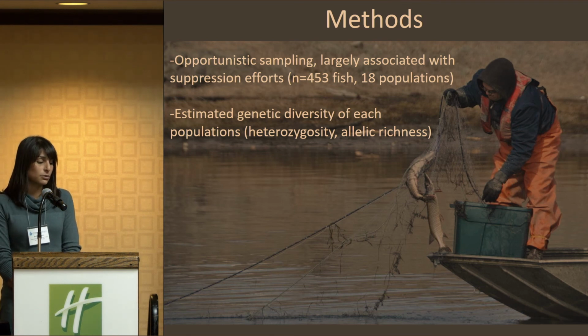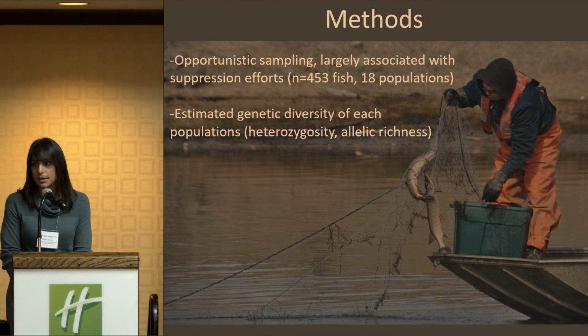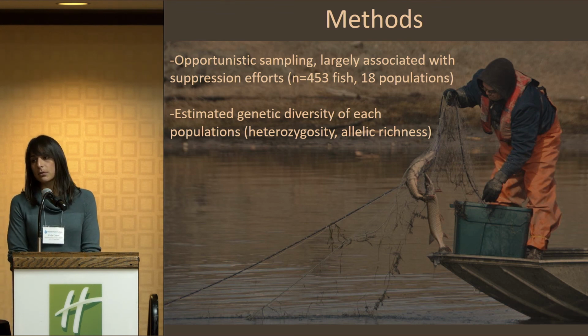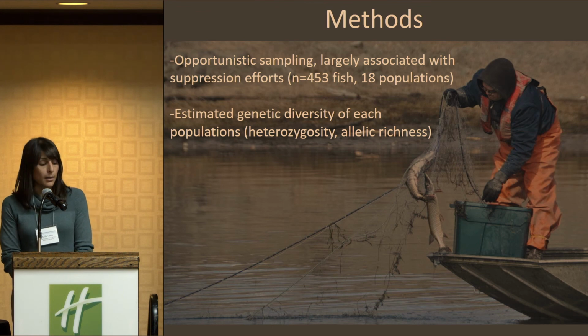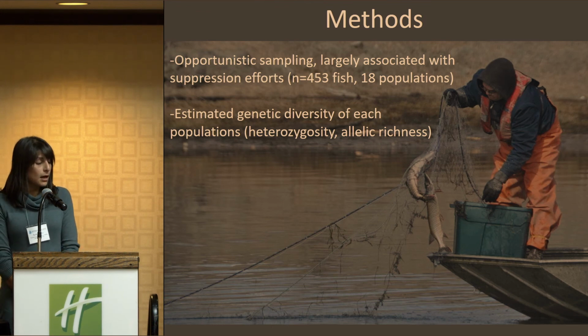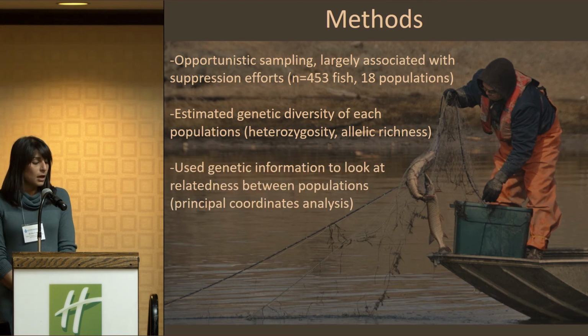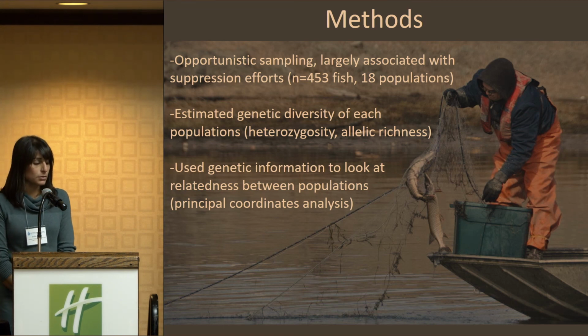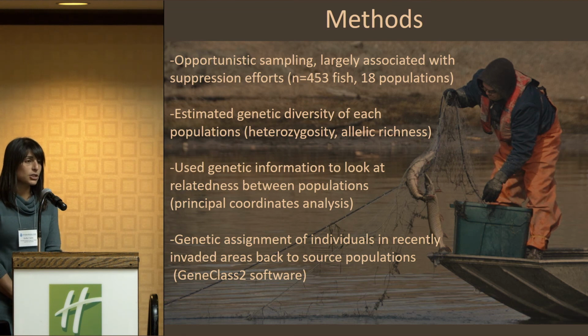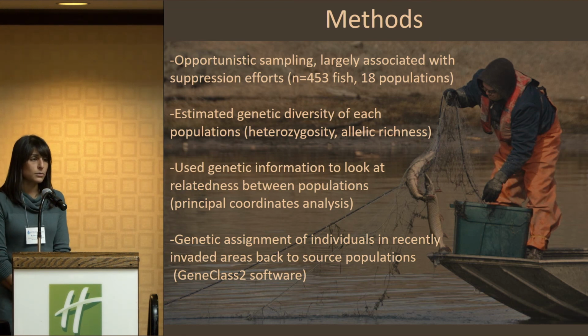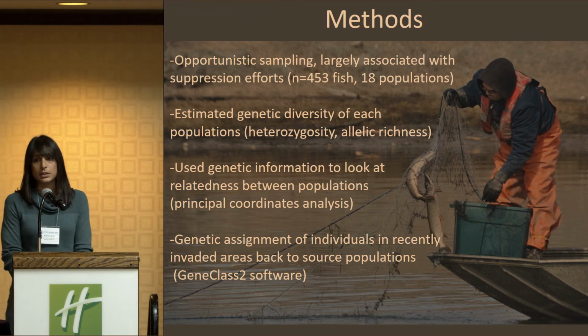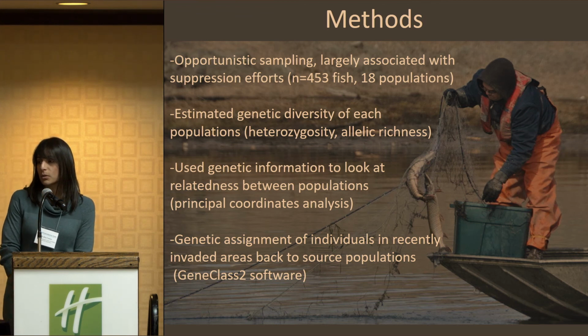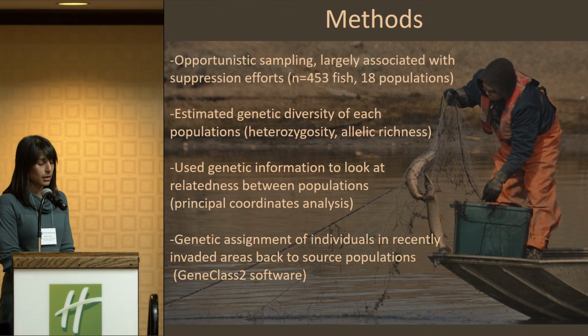I should also mention we used 11 polymorphic microsatellite loci to analyze these samples, and that was on a panel that was developed at the Minnesota Department of Natural Resources. We then used that genetic information to look at levels of genetic diversity. We looked at relatedness between the populations, so genetic diversity at the population level and how they relate to each other. And then we also performed a genetic assignment analysis, looking at individuals in recently invaded areas and how closely related each individual may be to each potential source population.